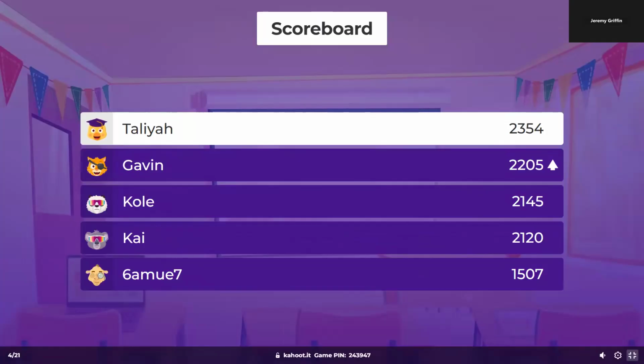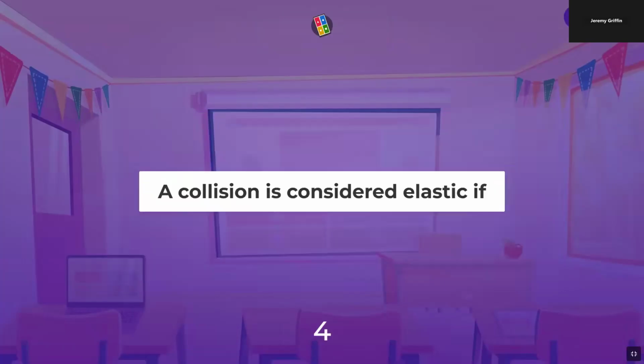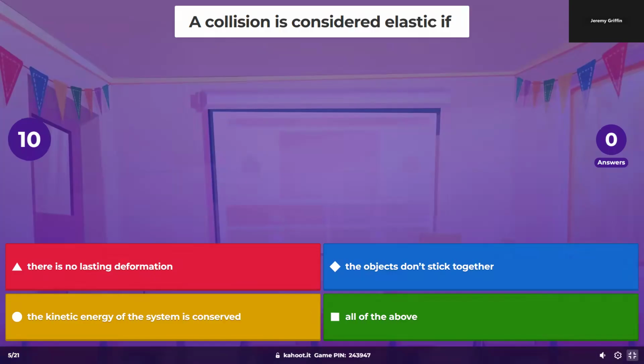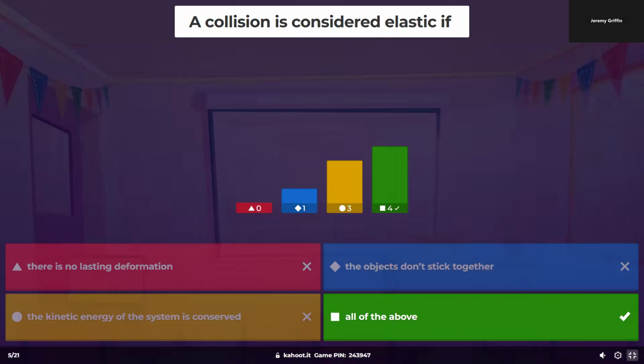6-7, Kai, Cole, Gavin, Talia. Collision is elastic. Ooh, what makes something elastic? Oh. Yeah, I am looking for all the above on that. All the above.